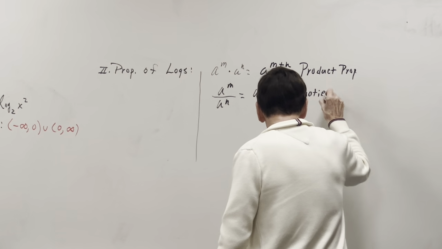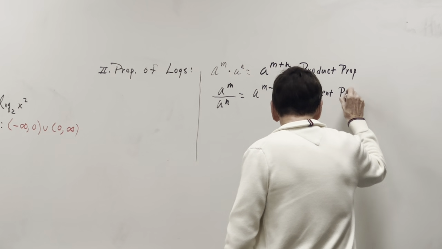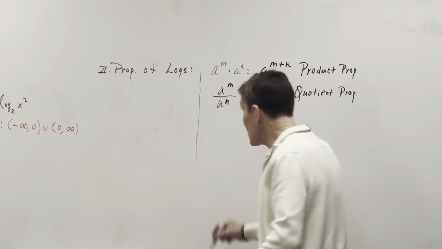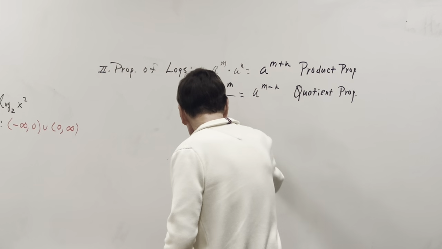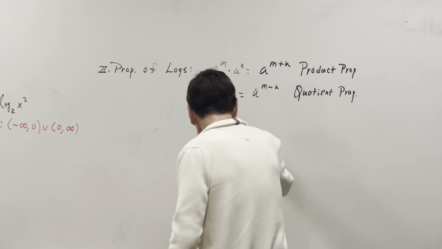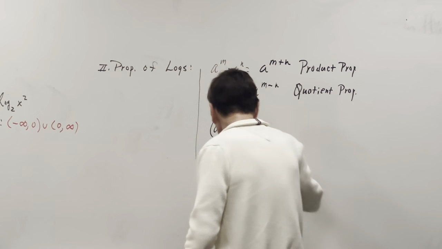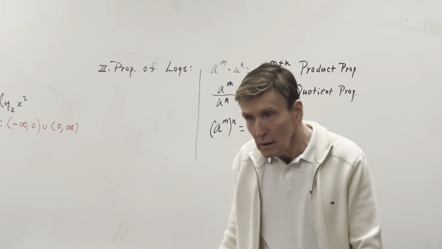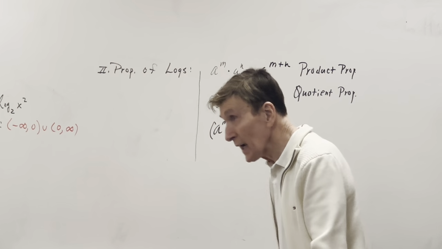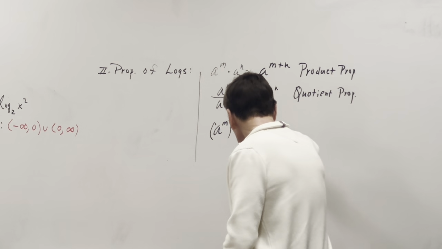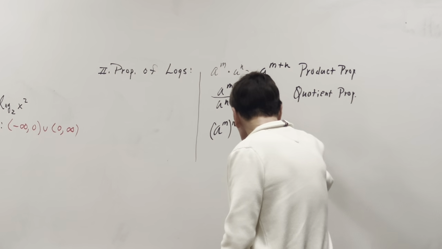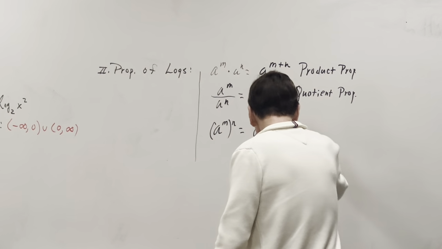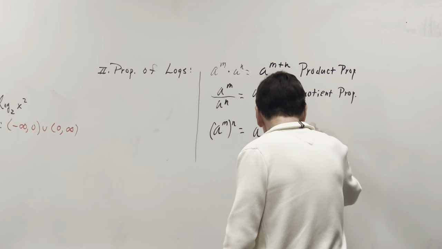And there's only one more. Next one from middle school looked like this: a raised to the m, raised to the n. What does one do with that in middle school? You multiply the two exponents together, and have a raised to what? M n. I think most middle schools call that the power property.